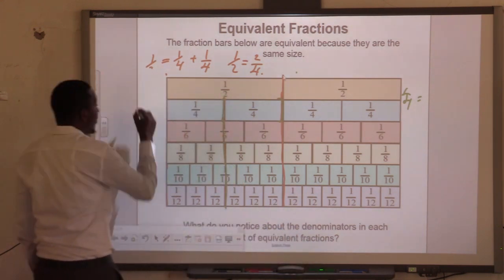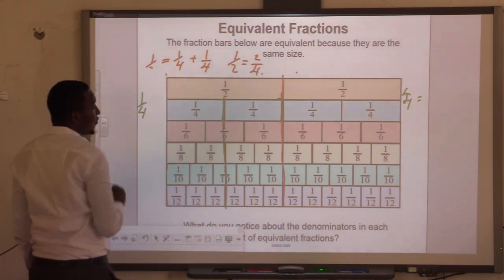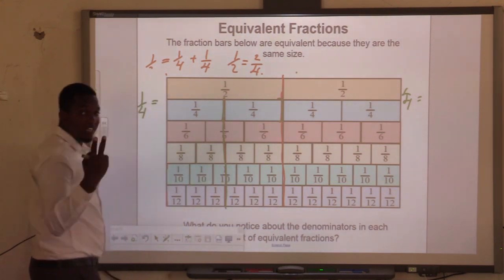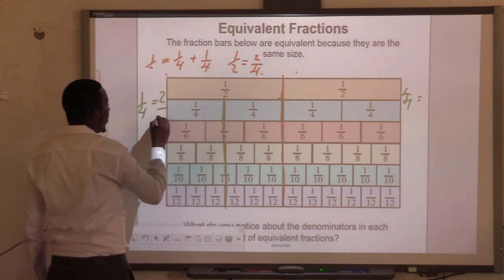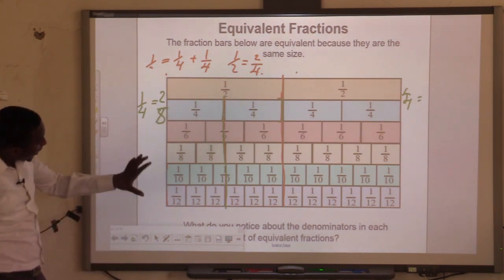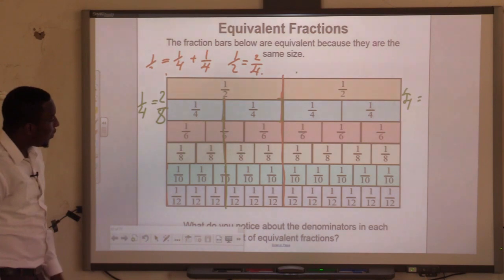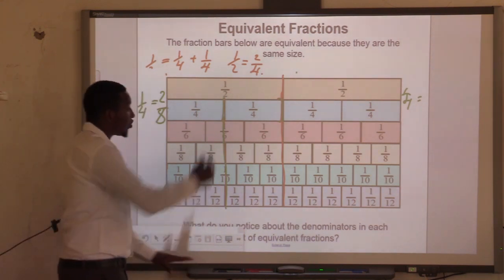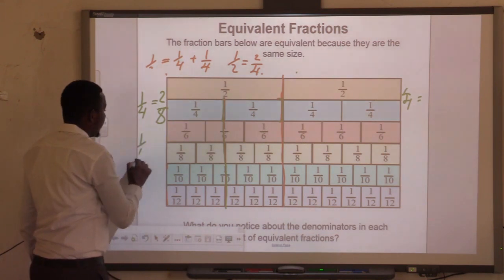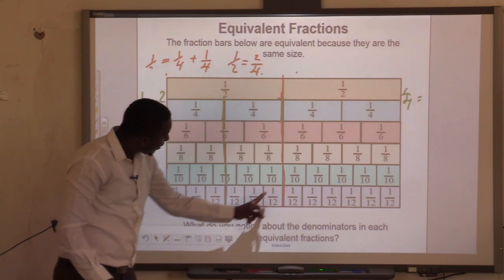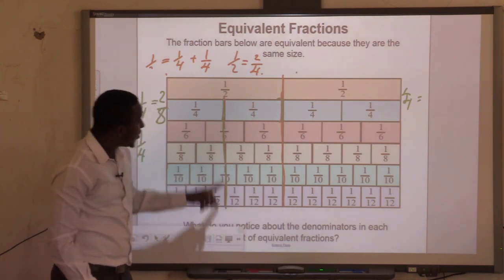So we're going to have 1/4 is equal to 2 1/8, that's just 2 8s. So we're going to have 2 all over 8. So even by looking, you will realize that we can even add other fractions to give us 1/4. So what other fraction within this region can we add to give us 1/4?